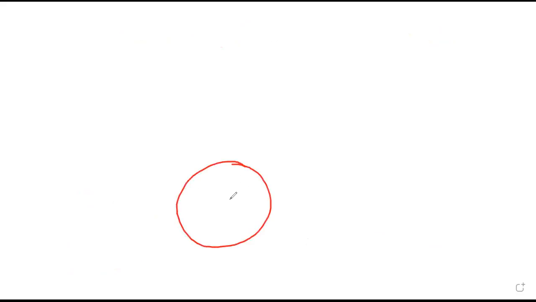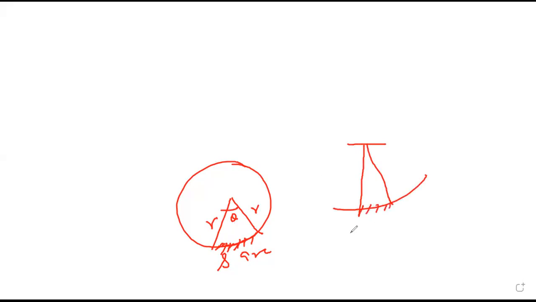If this is a circle, what is this part called? Arc. This is theta, this is radius. What is the relation between these three? S is equal to r theta. In our pendulum, can I assume this is like an arc? Yes, sir. So if this is theta, this is length, and this is x. Here this is arc, this is radius, and this is theta, or not? Yes, sir.